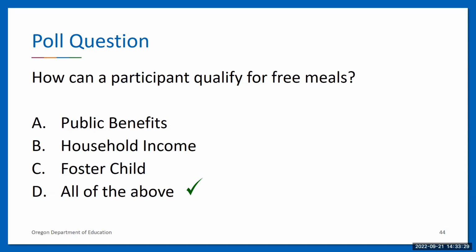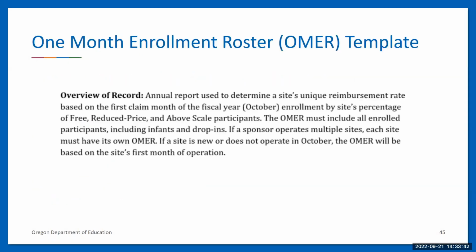Now, at this point, we have procedures for the CEF and the CIS. Now let's pull it all together with the 1-month enrollment report procedure, aka the OMER. Last and certainly not least is the 1-month enrollment roster procedure.